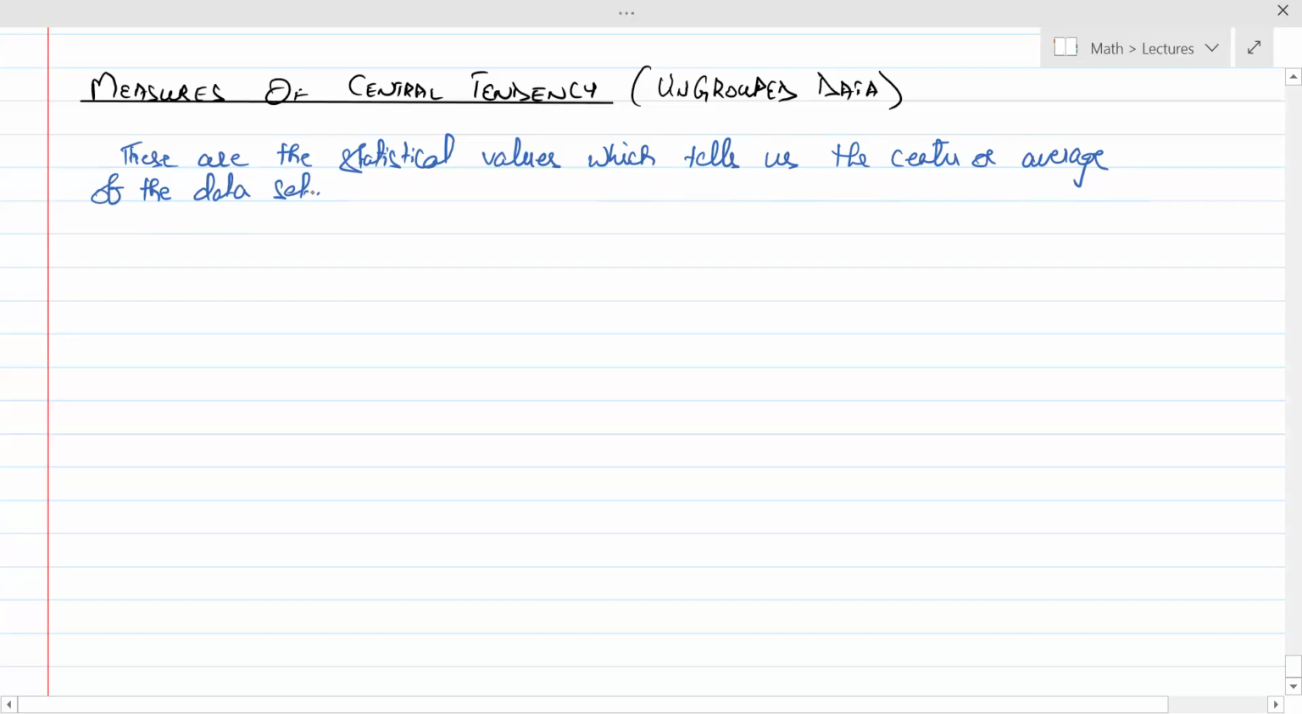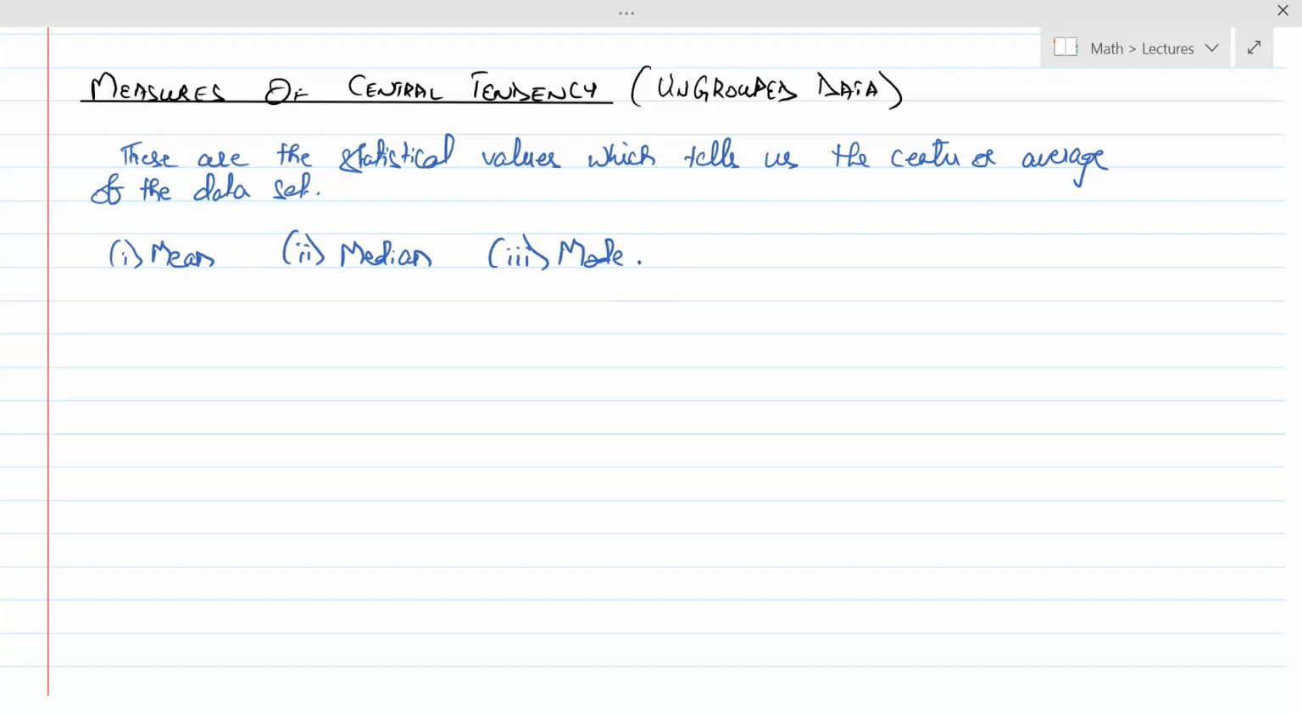Now, in our syllabus, there are three measurements of the central tendency, and these are first, mean, second, it's median, third is mode. So we'll go through all these three measurements of central tendency one by one, starting with the mean. And keeping in mind, we are dealing with the ungrouped data at the moment. The mean for ungrouped data.